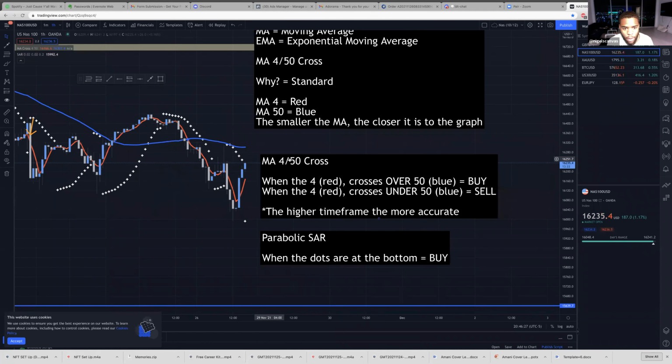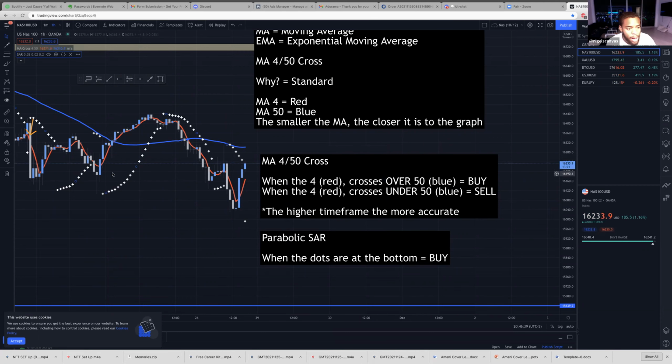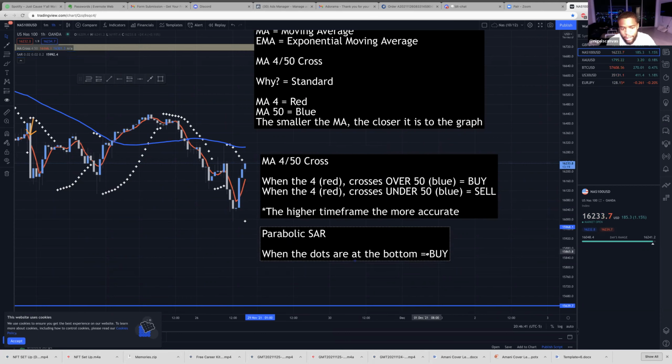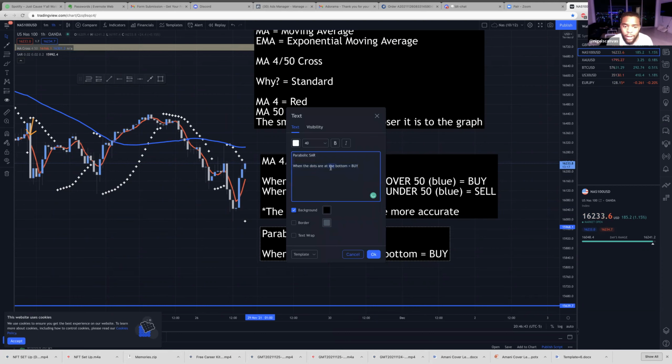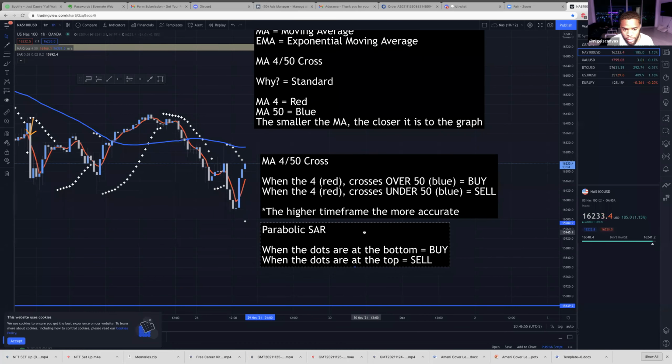So we talked about 4/50 cross. We got our Parabolic SAR. Here's the settings. They're default settings. I didn't change anything. Default settings. And literally, family, you can see when they're at the bottom, that's going to be an indication for a buy. Now let's talk about it. When the dots are at the top, that's going to represent a sell. Real easy money, simple to understand.